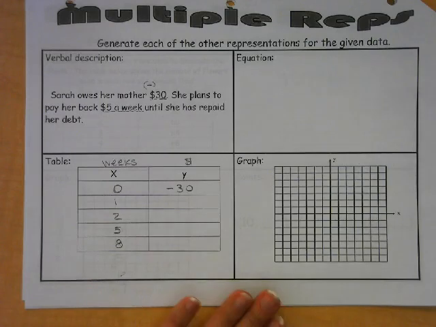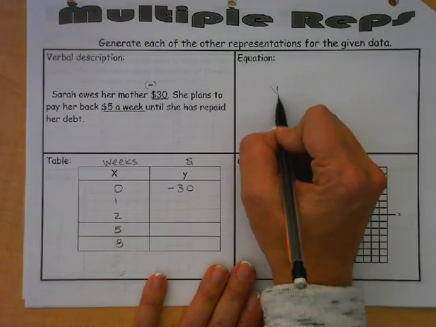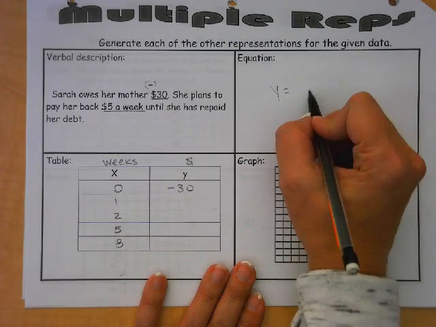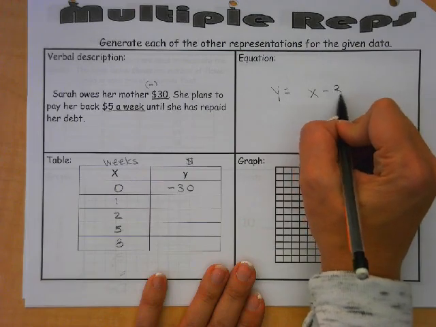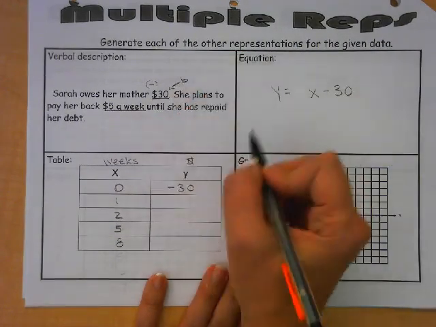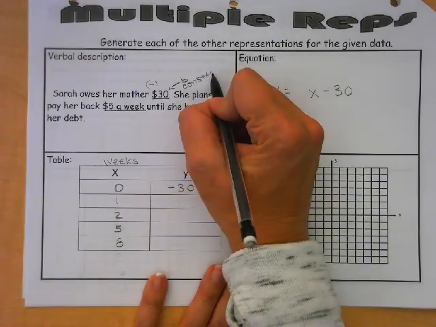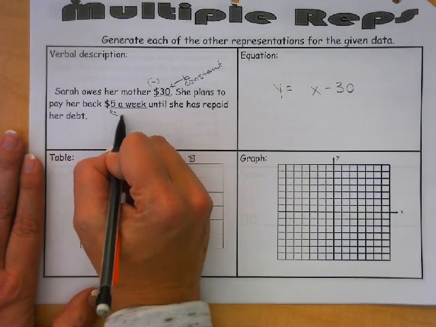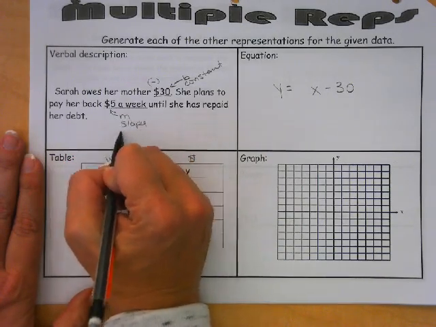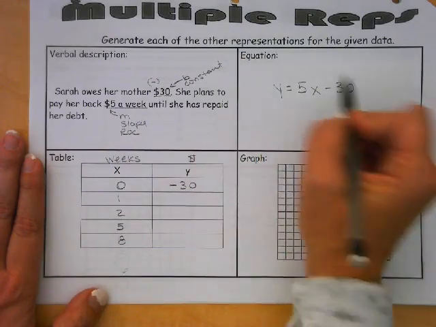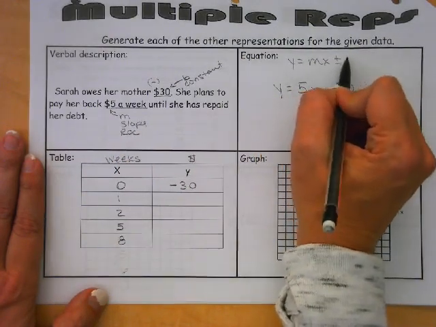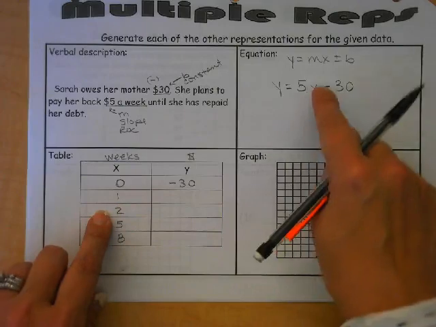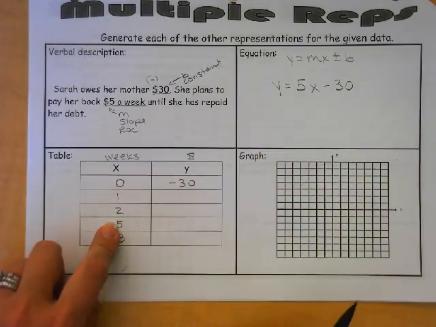What would be our equation here? Something x minus 30. This is my b. This is my constant, right? My y-intercept. What is this? This is my m. This is my slope, my rate of change. So this is going to be 5x minus 30, right? Y equals mx plus or minus b. So you can now plug your numbers in to your equation if you want. Or you could just do your counting.